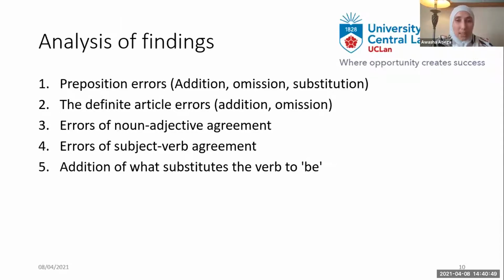All the grammatical errors committed by all the participants have been classified into the following categories and subcategories: preposition errors, the definite article errors, errors of noun adjective agreement, errors of subject verb agreement, and an addition of what substitutes the verb to be. So first, let's look at the first type of errors related to prepositions. Marwa, the following slide, please.